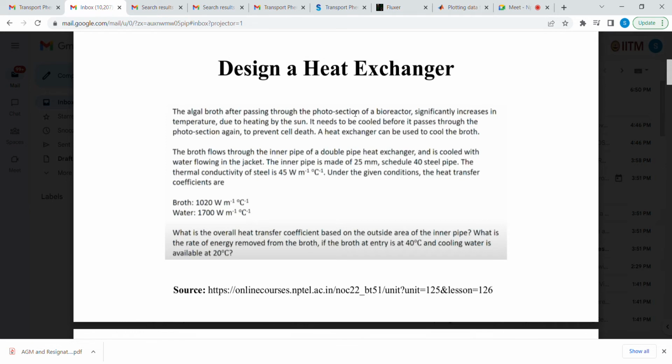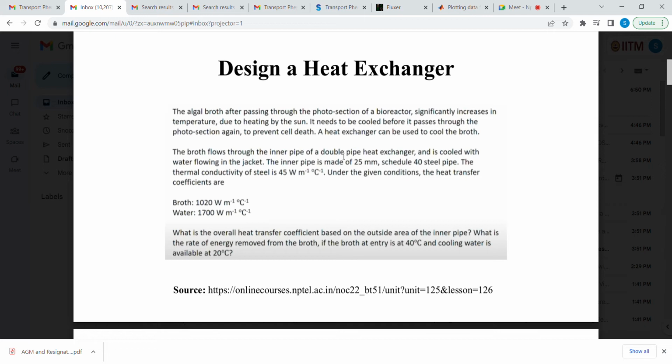read the problem. So before this, to understand the background of this problem, please look at the lecture of Dr. G.K. sir and come back here. He has explained it very nicely. So basically, we are going to look at the heat exchange in a double pipe heat exchanger between the hot algal broth and the cold liquid, and we are going to look at the various factors that affect this heat exchange.